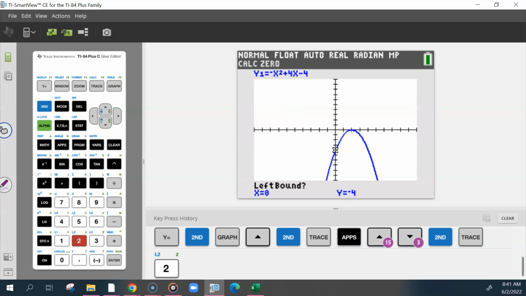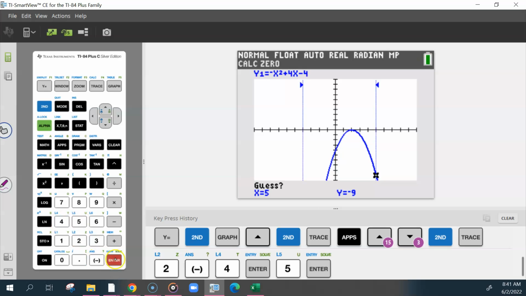And you'd have to find a left bound and a right bound. For this one, it was on the x-axis, so it doesn't really matter. But if I couldn't see that, I could pick something to the left and something to the right. The zero should be 2.